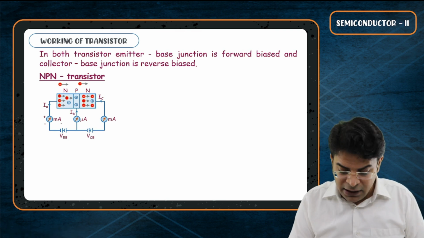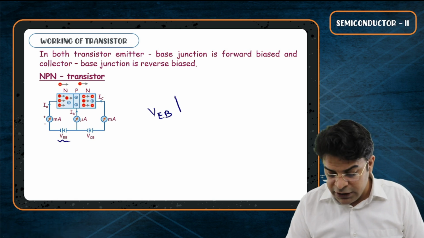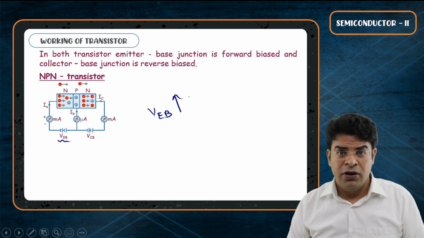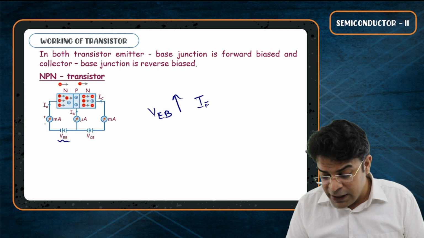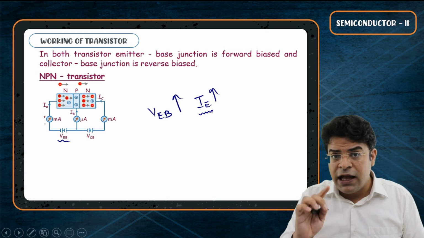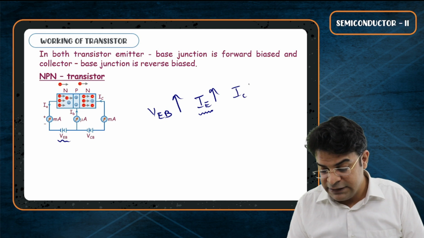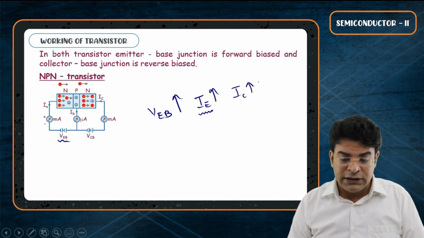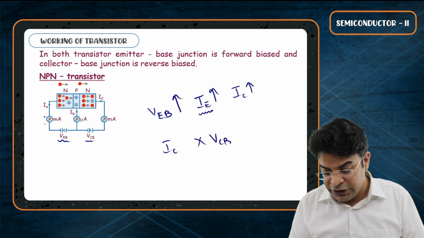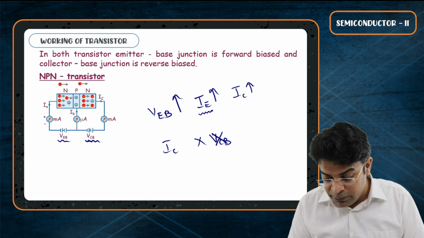To understand that, on increasing VEB, as you increase the potential difference applied between emitter and base, the current emitted by the emitter increases. As the current emitted by the emitter increases, more current reaches the collector, so IC increases. Do understand that this IC does not depend upon VCB. The potential difference between the collector and base, it does not depend upon it.